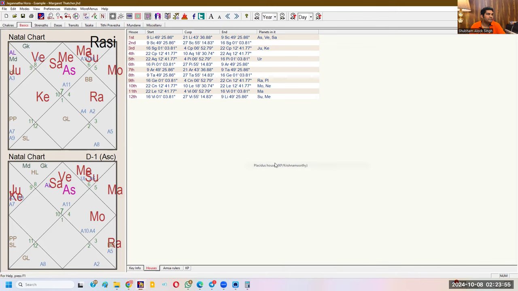This was the Sripati system. If you apply the KP system, the change in the Rahu Moon setup we have already explained is there. The change of Moon coming to the 10th house we have already explained is there. The change of Mars coming to the 11th house we have already explained is there. The change of Mercury going to the 12th house I have already explained is there. The only thing is Venus remains in the second house, right?